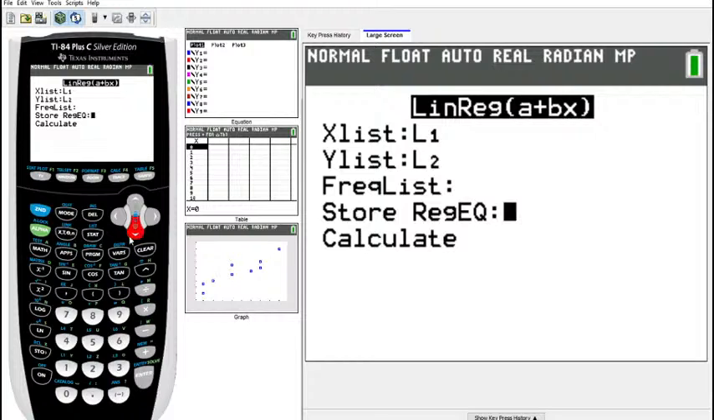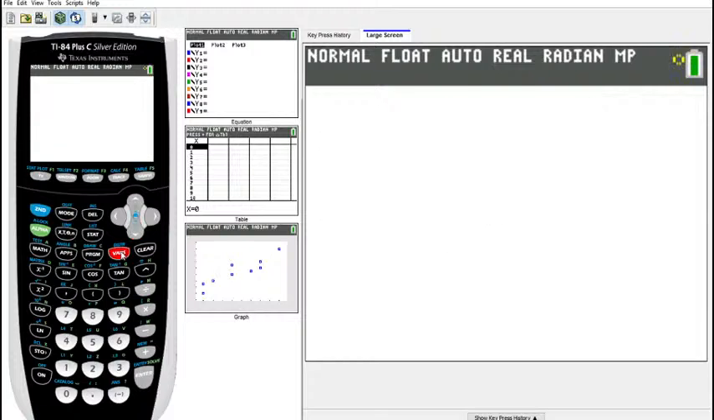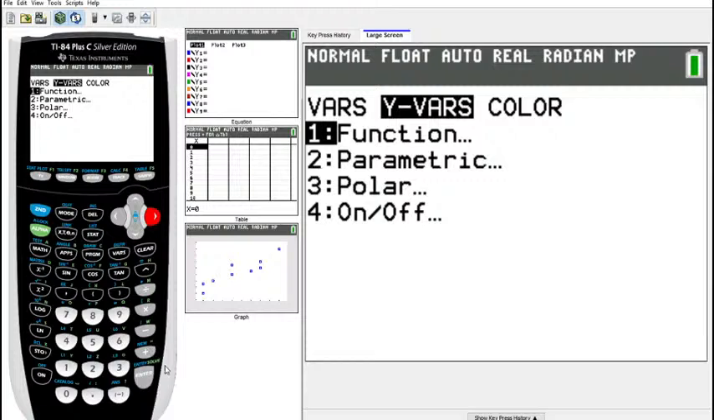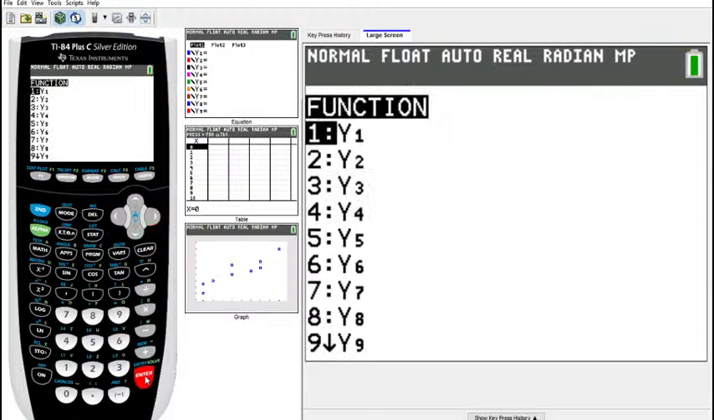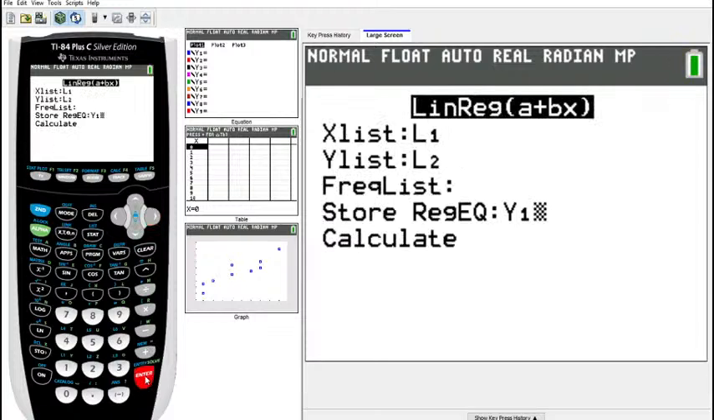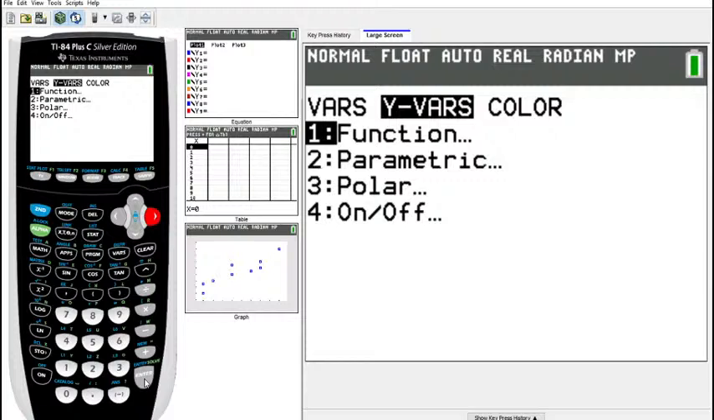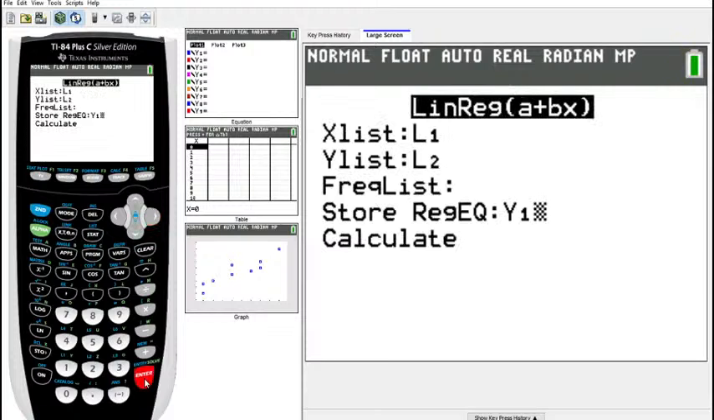And so the menu we're going to go into, watch, is going to be vars, that stands for variables, over to y-vars, function, y1. So I'll do that one more time. That was in vars for variables. We want the y variables. We want it to be a function, y1.